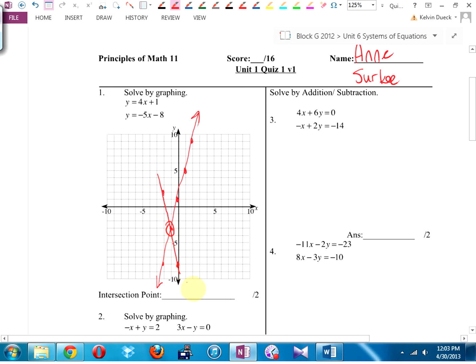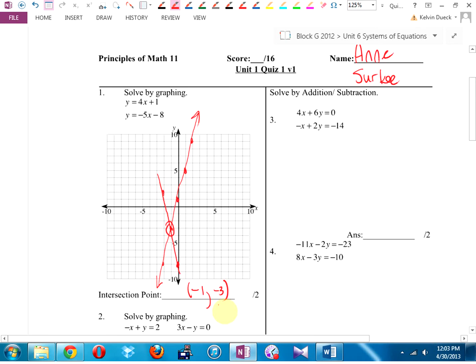The point is -1, comma, -3. I made that worth 2 marks. There's an x coordinate and a y coordinate, 1 mark for each of them, as long as you found it by graphing. If you didn't put any graphs there, then I'd take a mark off, even if you got the right points.